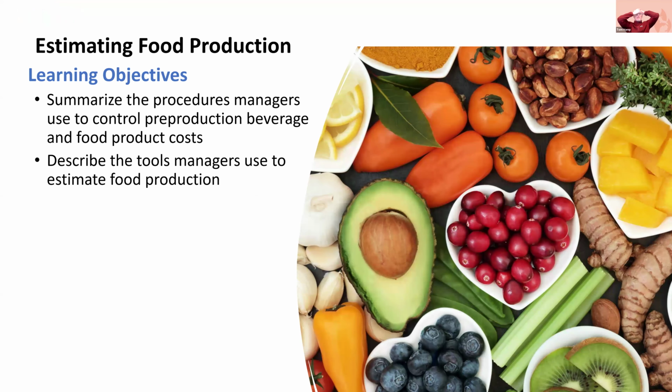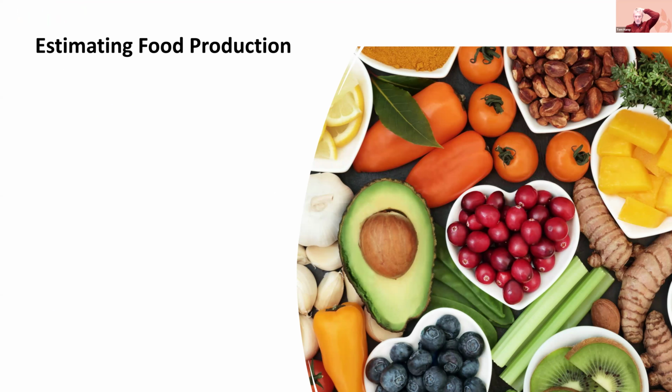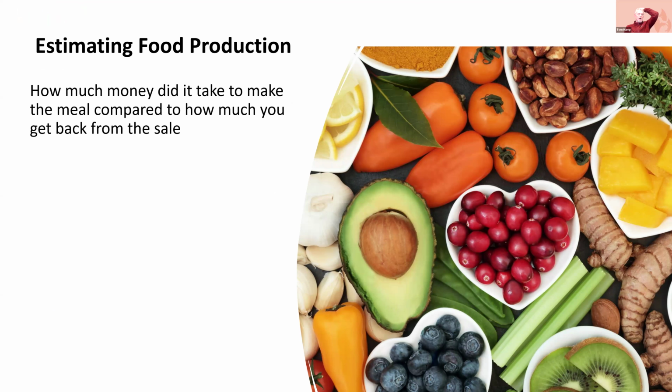So learning objectives really summarize the procedures that many managers use to control pre-production beverage and food product costs, and then describe the tools that you guys use to estimate food production. Okay, so really we're trying to understand how much money did it take to make the meal compared to how much you get back from the sale. So it's really that delta, that difference that you charge.